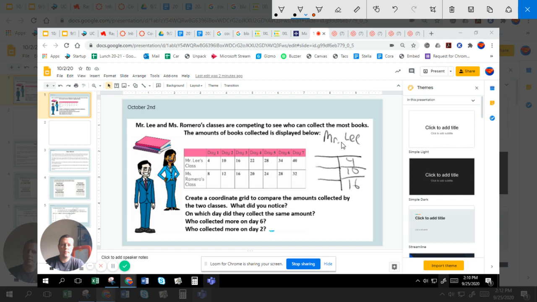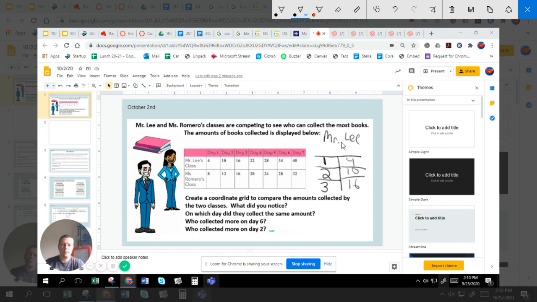But why are they doing that? What are we comparing it to? We're not comparing it just to Miss Romero's class because they're not really related. What Miss Romero does not affect what Mr. Lee's class is doing. The only thing we have that we could really compare it to is the days. The first day, Mr. Lee had 4. The second day, he had 10. The third day, he had 16. Those are the numbers we can actually compare that we can use to make our grid.